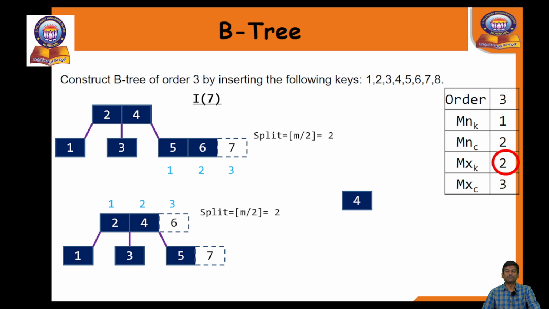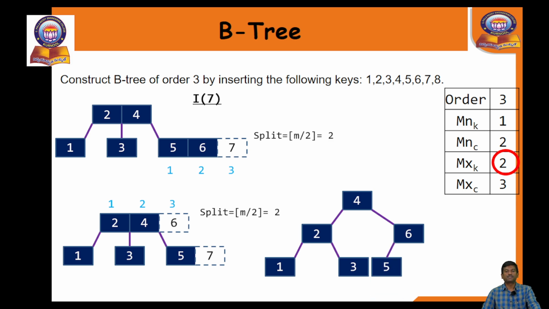Key 4 becomes the root node. Key 2 becomes the left child, and similarly key 6 becomes the right child. To the left of the key 2, you have the 1. And to the right of the key 2, you have the key 3. And similarly 5 is attached to key 6 and 7 is attached to key 7. This is how we can implement this B tree.